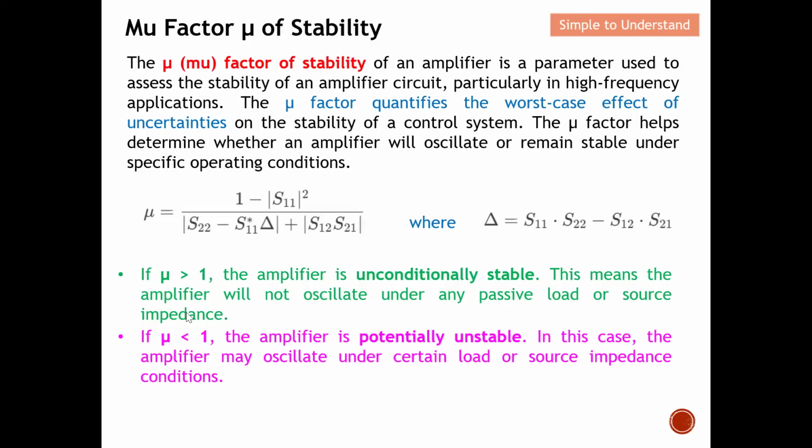Under this kind of situation, when the MU factor is less than 1, then potentially the amplifier will have some issue. It has the potential to be unstable. In this case, the amplifier may oscillate under certain load or source impedance conditions. So besides the K factor, we have this MU factor to determine whether the amplifier or the transistor that we design will remain stable or not.